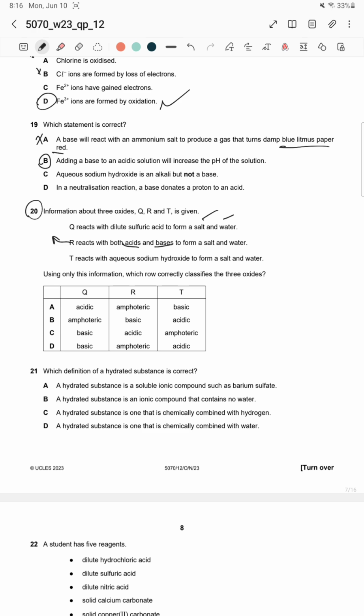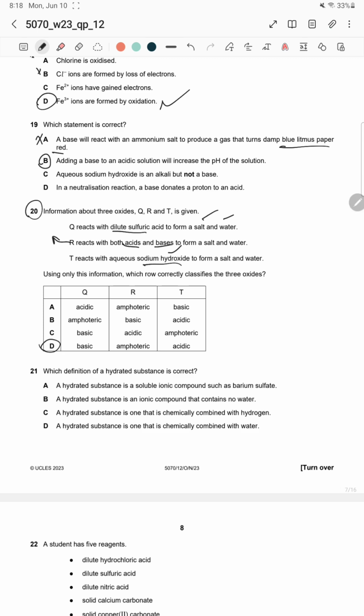So T should be acidic because it is reacting with a base. So now see, Q must be a base because it is reacting with acid. R must be amphoteric. T must be acid because it is reacting with a base. So D should be the correct option to this question.